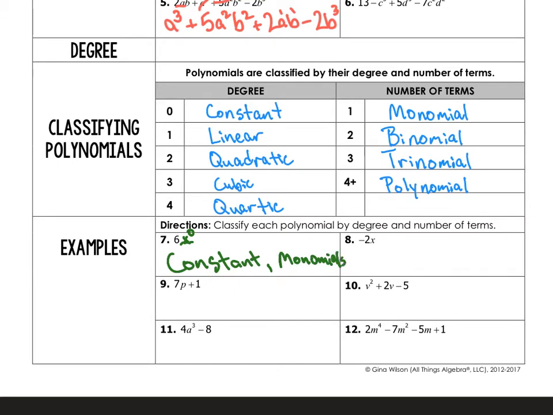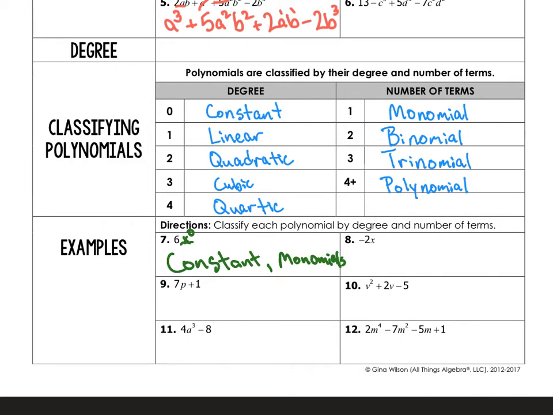Obviously, you've already seen where I'm kind of pulling these off. So degrees go by the numbers on the variables, the exponents. If the degree is 0, it's a constant, so just a number. If there's like 6x, or as we see in number 9, a 7p, it's linear. Now, if the degree were to be 2, or if I had an exponent of 2, it'd be quadratic. 3 would be cubic, and a 4th degree exponent would be quartic.